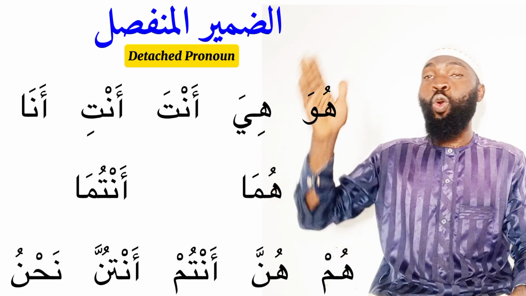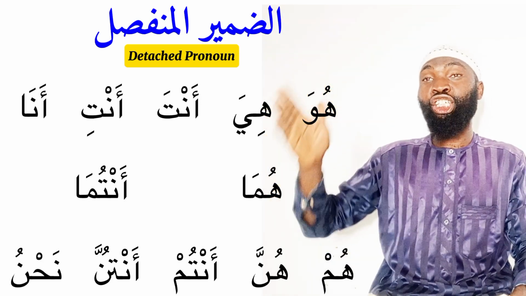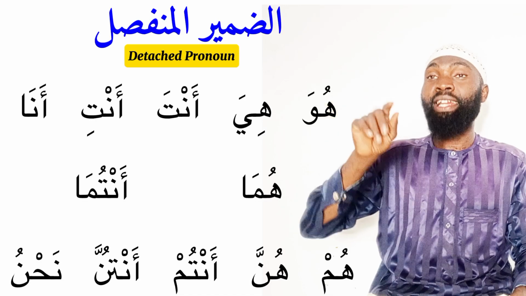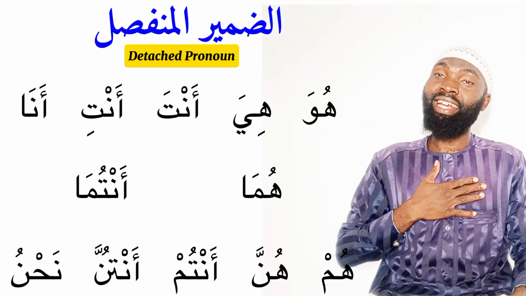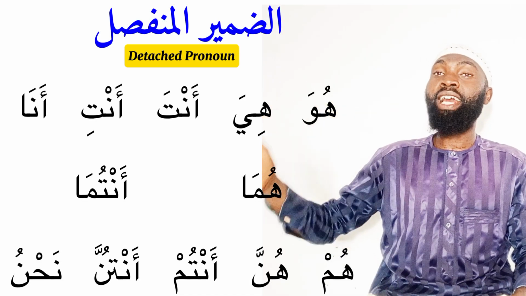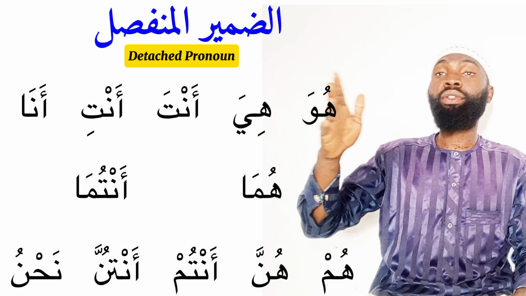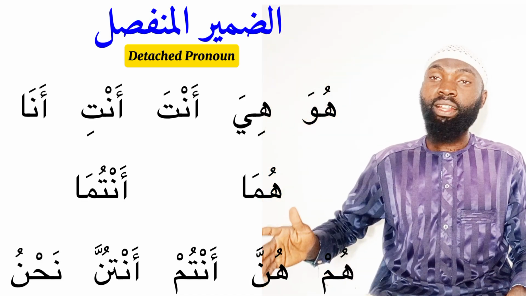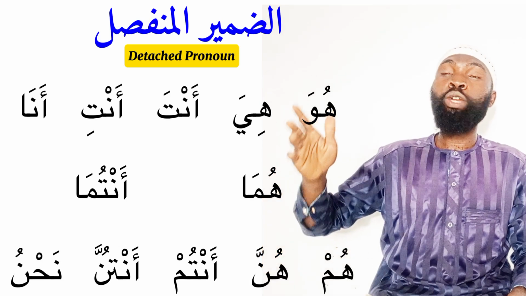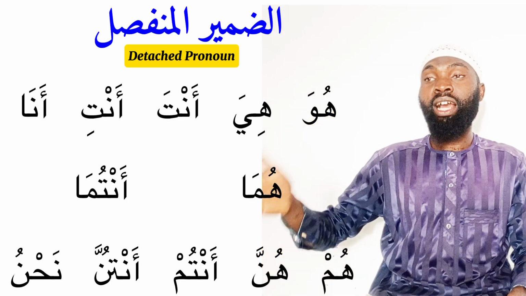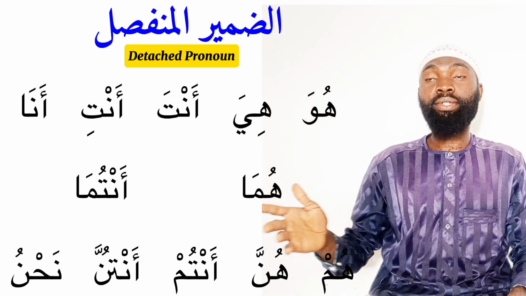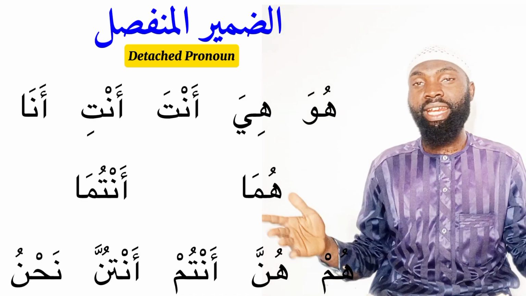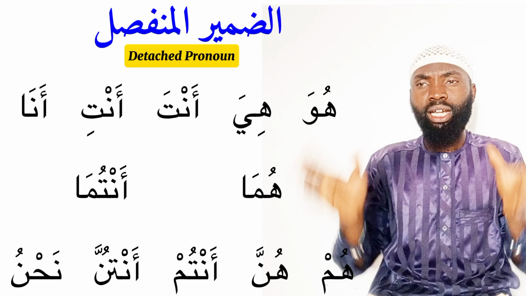Their meanings: huwa, he; hiya, she; anta, you single male; anti, you single female; ana, I; huma, both of them; antuma, both of you; nahnu, we; hum, they; hunna, they females; antum, you all males; then antunna, you all females. So these are the pronouns.